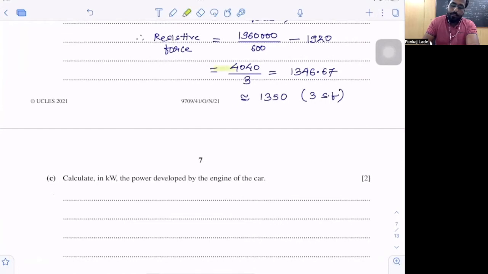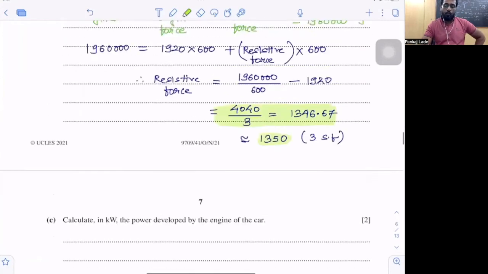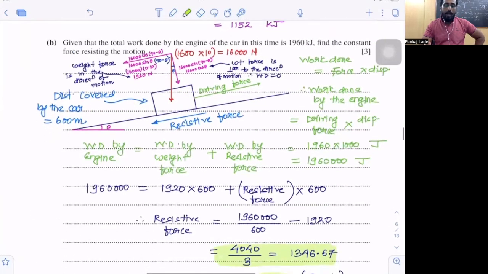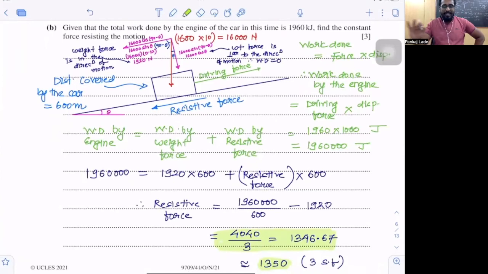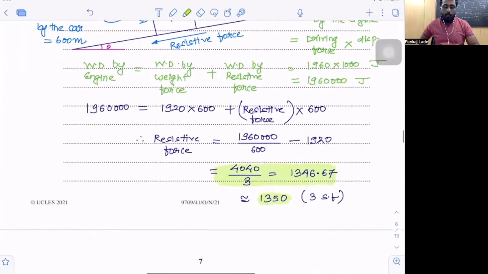So you should be writing this answer. Whenever you make use of this force, it should be 4040 divided by 3, and this is the answer for this particular question. 1350. So students, that was part B. As I said, I have given the ultimate explanation for this question. You need not write every single step shown here, or decorate it like this. You can show a pretty basic diagram and then write the answer. But I'm pretty confident that this question is well understood by you. So that was part B.